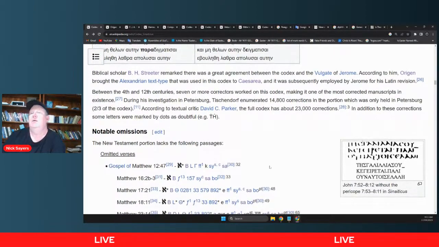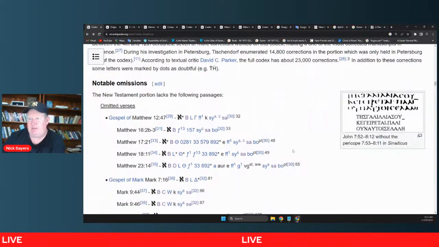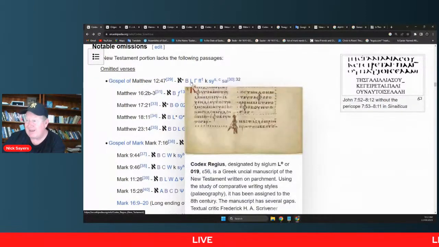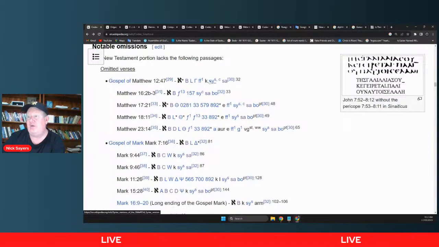Okay, notable omissions. So we're going to go through some of the notable omissions. The New Testament portion lacks the following passages. So omitted verses, Matthew 12:47. I won't go through all of these, but you can see, that's a symbol for Sinaiticus. B is a symbol for Vaticanus. L is Codex Regius. And so, oftentimes if you just go to Wikipedia, you can sort of go through a lot of this.